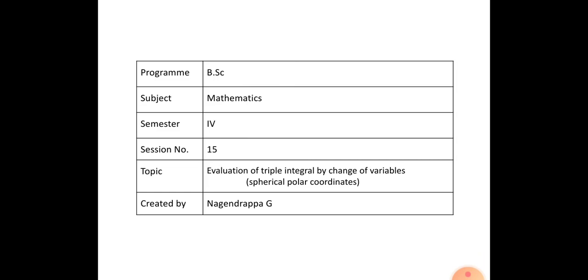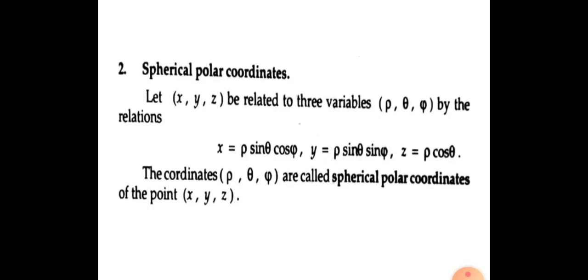Cartesian to cylindrical. In this session, let us discuss change of variables from Cartesian to spherical polar coordinates. What are the spherical polar coordinates? Let x, y, z be related to three variables rho, theta, phi by the relations x is equal to rho sin theta cos phi, y is equal to rho sin theta sin phi, z is equal to rho cos theta.